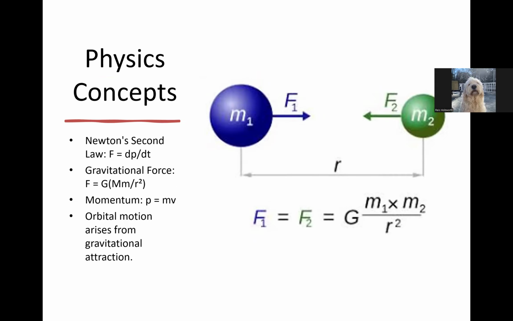The physics concepts we needed to apply for this lab were Newton's second law, force equals dp over dt, and then gravitational force, which is G times big M little m over r squared, and then the momentum law, p equals mv. We must also understand that orbital motion arises from gravitational attraction. On the right, I showed an example of the gravitational force and how it works.